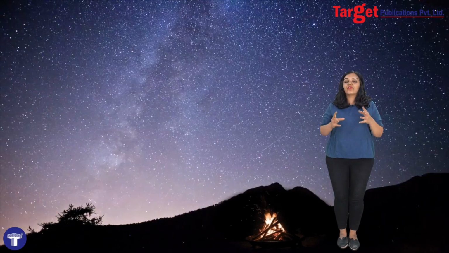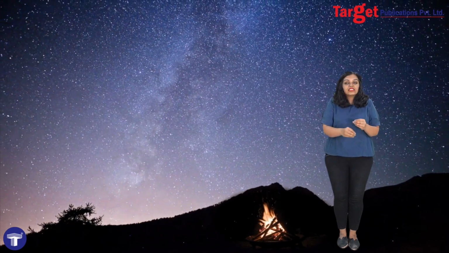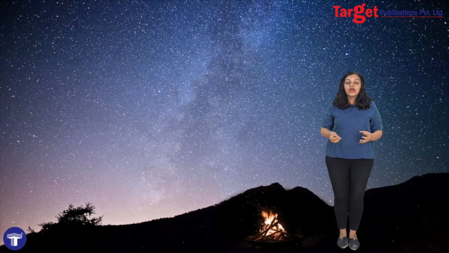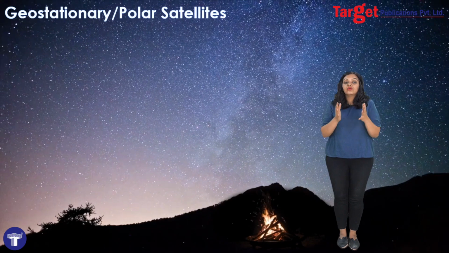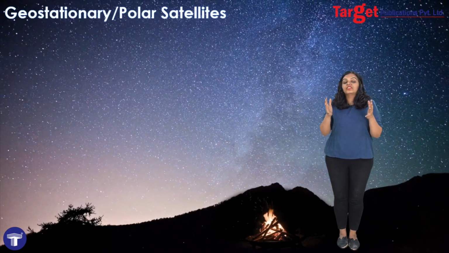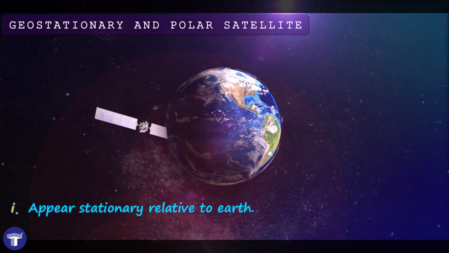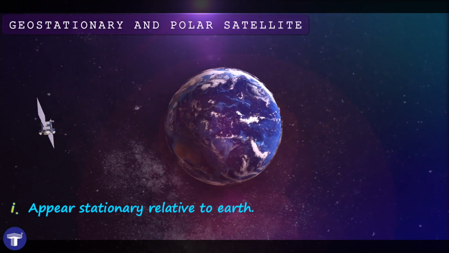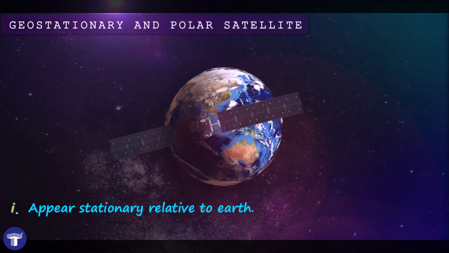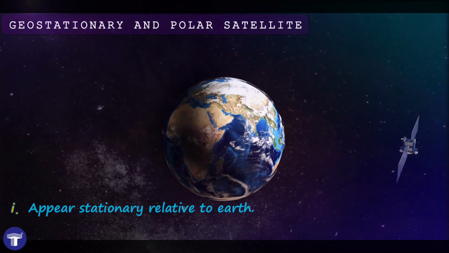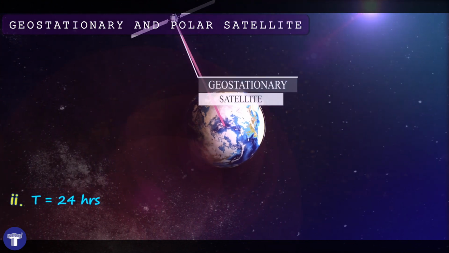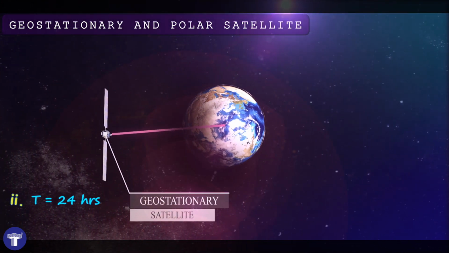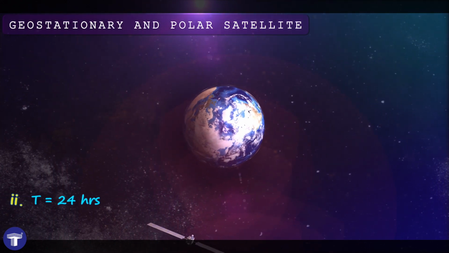Although there are many different types of artificial satellites, there are two very specific types of satellites that we will study today. One of them is the geostationary satellite. A geostationary satellite orbits the Earth in a geostationary orbit. Geostationary orbits are those in which a satellite, when orbiting the Earth, appears stationary relative to the Earth. And this is because its orbital period is 24 hours, which is exactly equal to the rotation of the Earth. So a geostationary satellite will orbit the Earth in 24 hours.